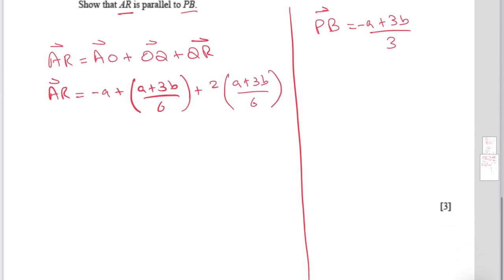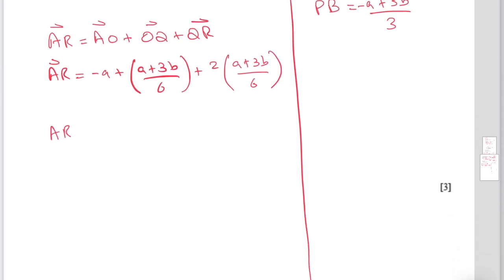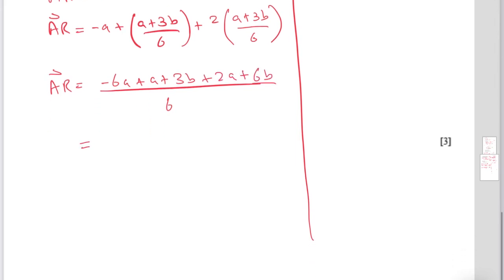Okay, so let's find the common denominator of all of them, and along the way I'll open up the brackets. So the common denominator is 6. So this becomes negative 6A. This remains as it is. This becomes 2A plus 6B. Okay, when we solve this, we get negative 6A plus A is negative 5A plus 2A is negative 3A, and then 3B plus 6B is 9B. So you write a positive sign in the middle, and this is over 6. Okay, so this is AR.